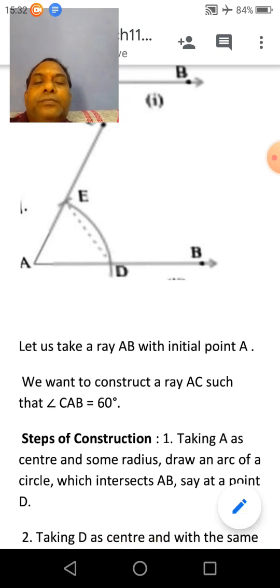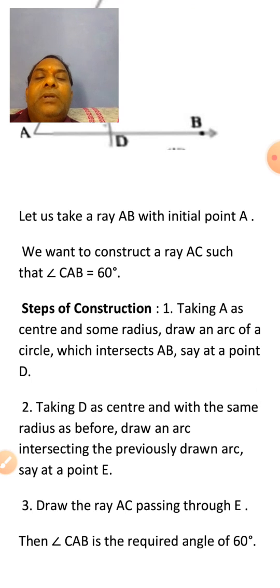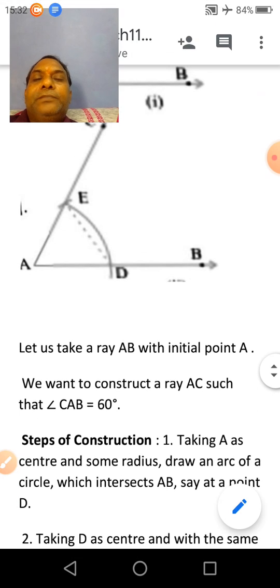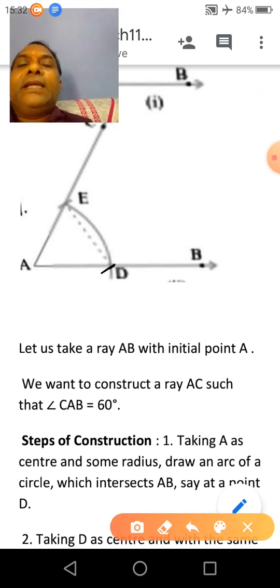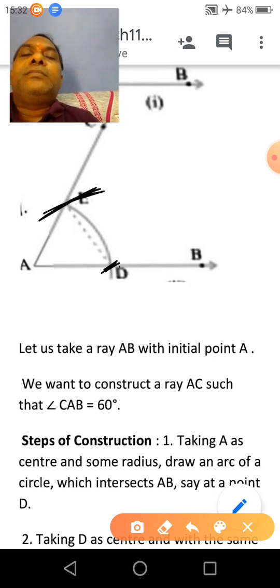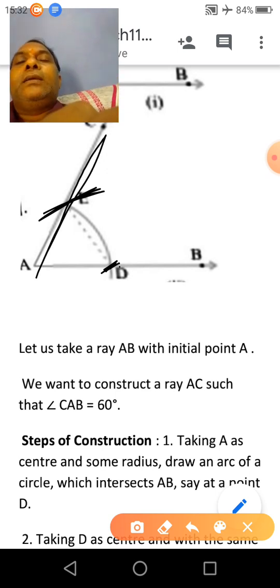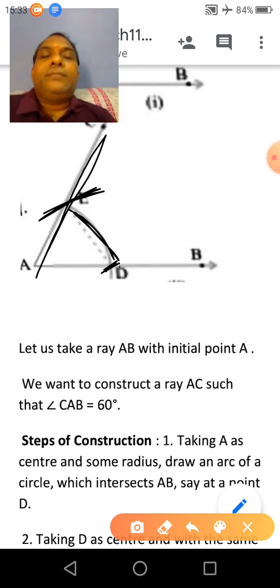Now taking D as center and with the same radius as before, draw an arc intersecting the previously drawn arc, say at E. Means taking D as center, draw an arc of the same length which cuts the previous arc at the point E. Clear? So through the point E, draw a line. So this angle will be 60 degrees. Clear?